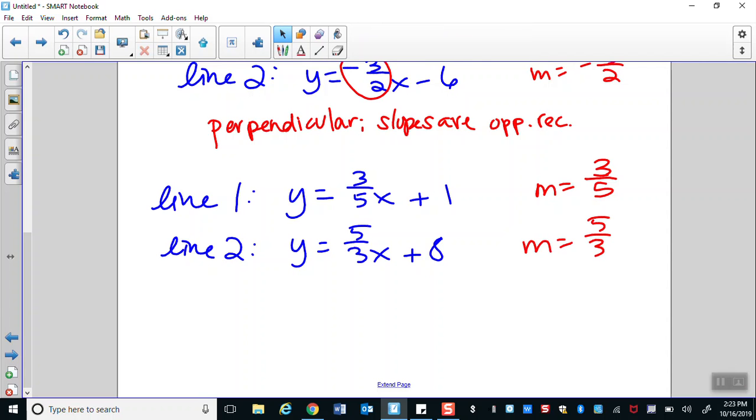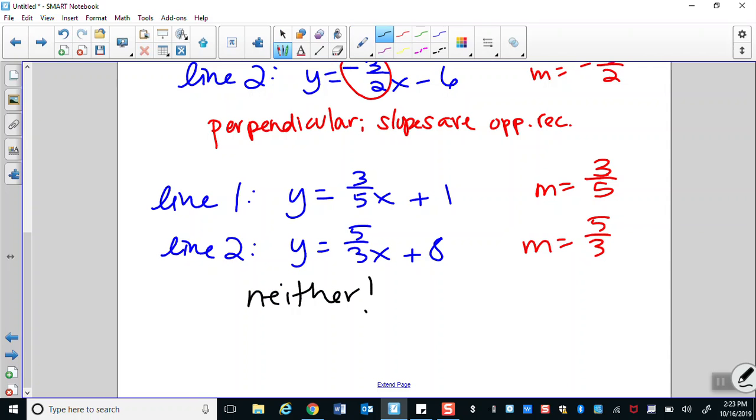So this is then going to be neither. It's kind of a trick to make you think that it's perpendicular because the fractions flipped, but the signs are not different. So make sure that you're being careful and paying attention to those little details.